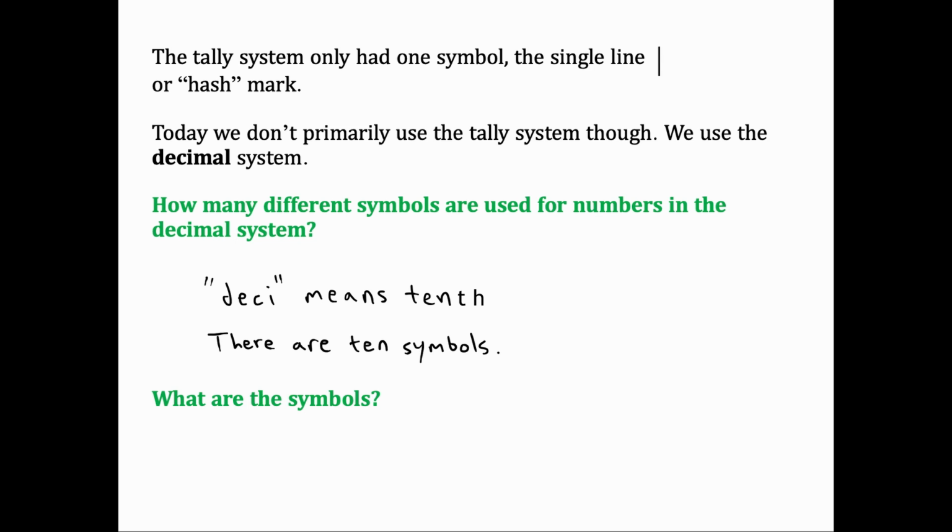What are the symbols? Well, the first one is actually the hash mark. It is the number 1. But after that, humans came up with different designs to represent different numbers of objects. And eventually, the symbols 2 through 9 were added. But one symbol is missing. What is that 10th symbol? It is the number 0.